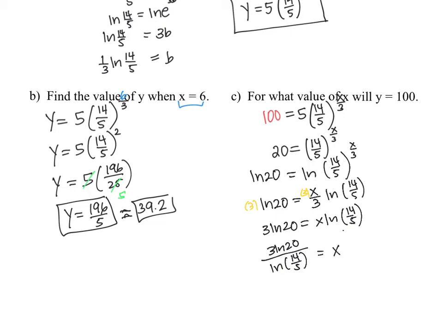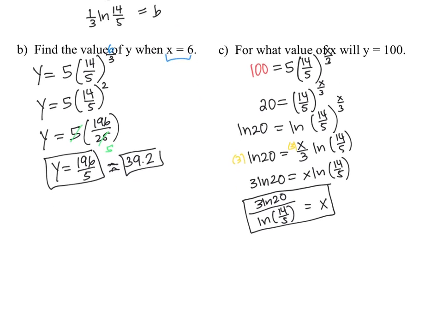Okay, this is a reasonable answer. It's fair. It's simplified the best I can. I could expand a log on the bottom, but I don't know that it makes it any simpler. If you chose to do log base 14 over 5, then you would probably have 3 times the log base 14 over 5 of 20, and that's equally correct.